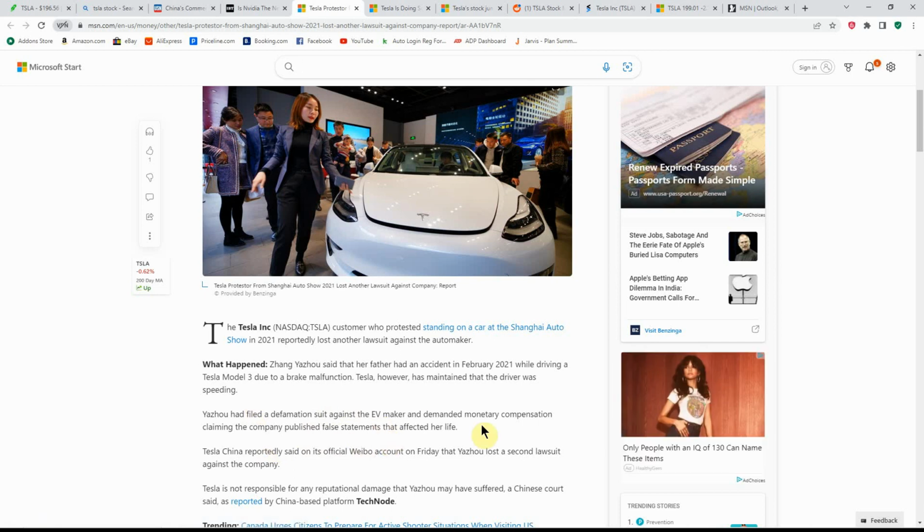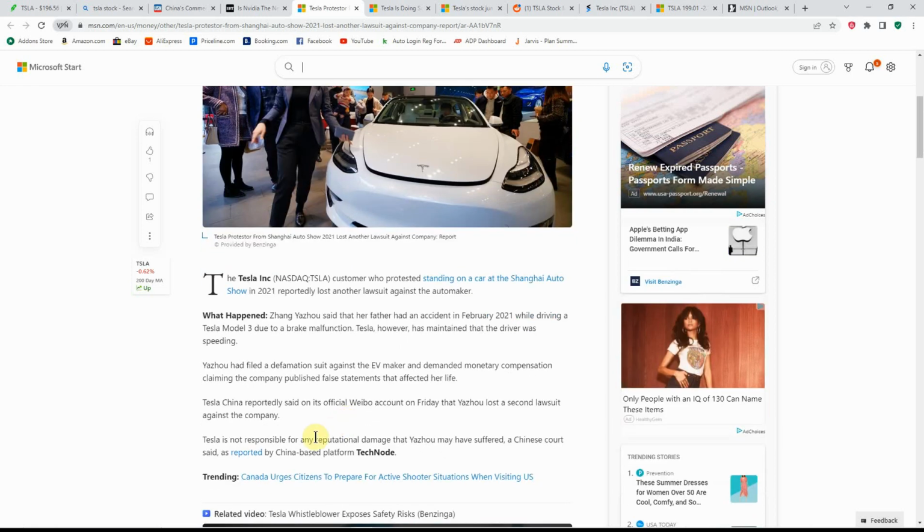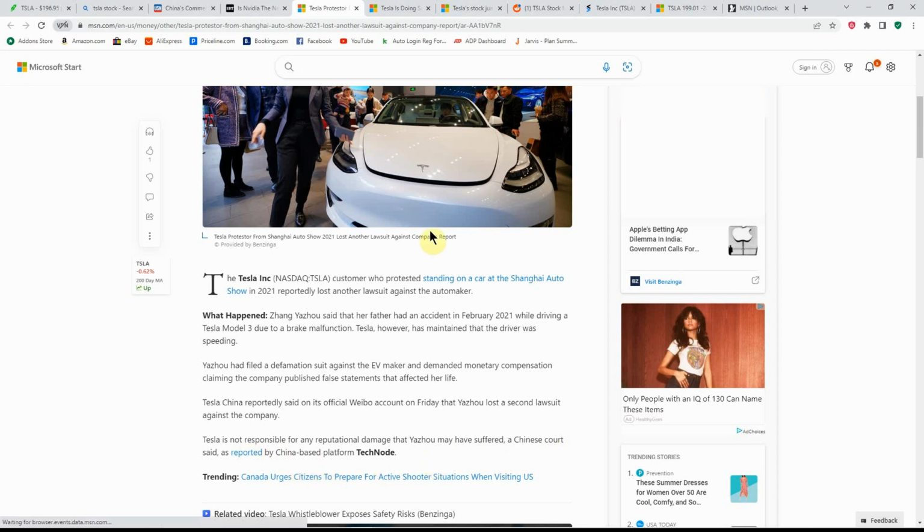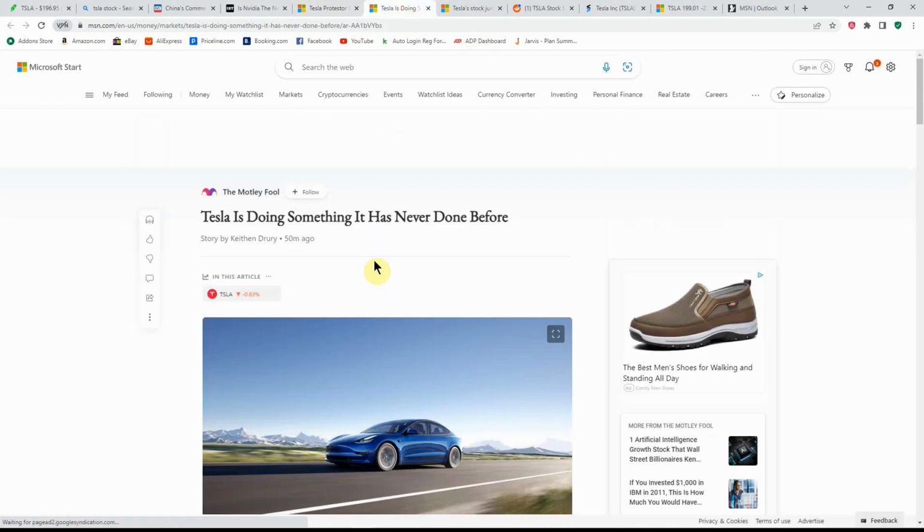So it sounds very interesting. I mean, you could blame any automaker that the brakes don't work, not just Tesla, so that's just hearsay. Tesla is not responsible for any reputational damage that may have been suffered, a Chinese court said, as reported by China-based platform TechNode. So, very interesting.